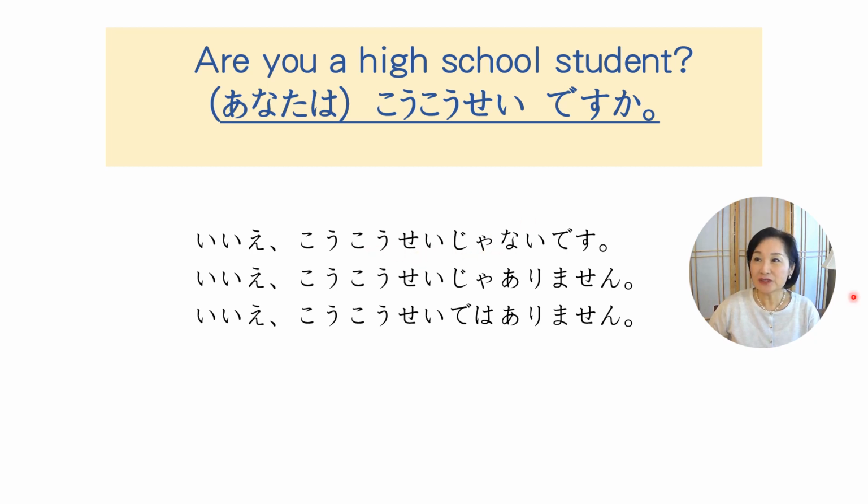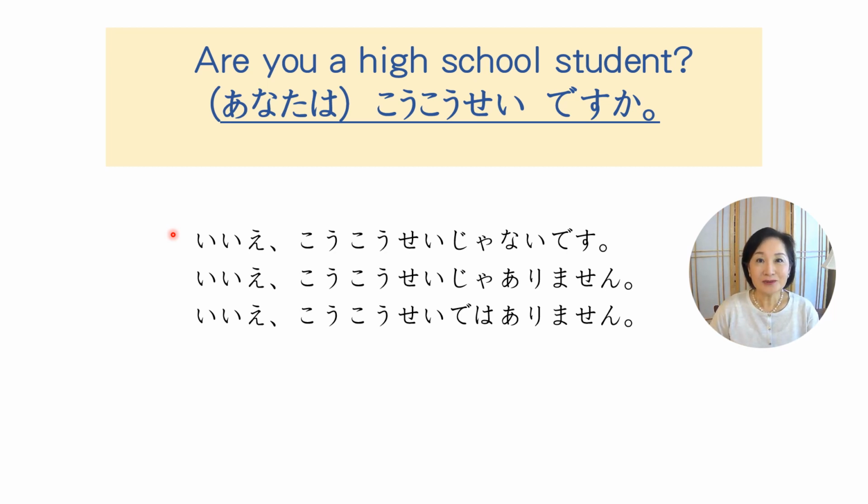And then you should also be careful, this word じゃない must always be accompanied by a noun. So in your response, you cannot say いいえじゃないです. That is grammatically wrong. You always have to say the noun 高校生じゃないです like that. So let's practice saying this sentence correctly. Please repeat after me twice.